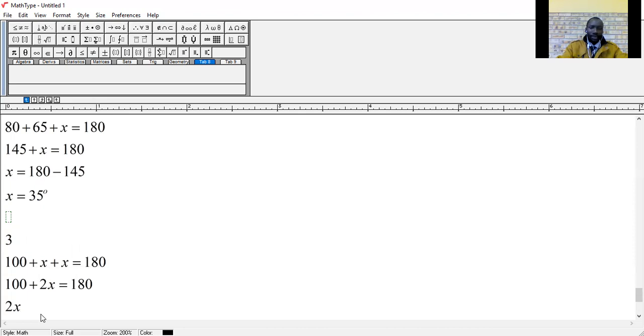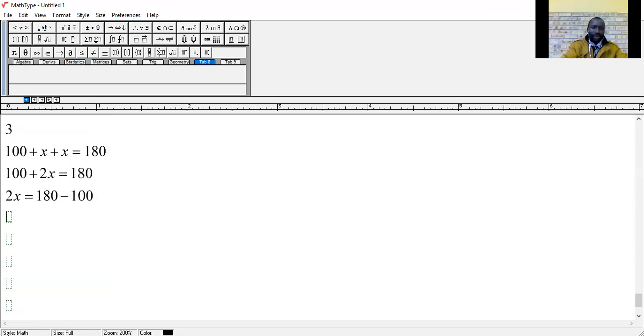Now in the third question, we are in the process of solving for x. So we transfer 100 to the right hand side so that we get 180 minus 100. That will give us 2x equal to 80 degrees.